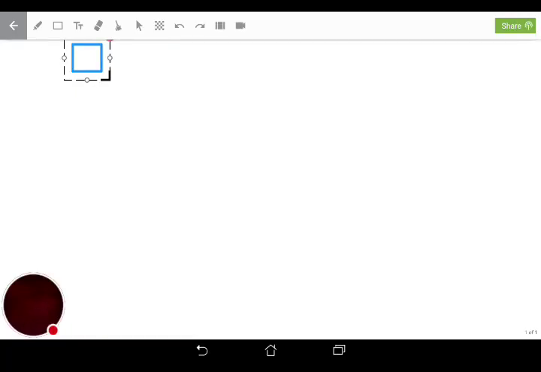So the square is probably the one that we're more familiar with. The properties that it has are all the sides are the same. It has 4 lines of symmetry, and it has a rotation of order 4.